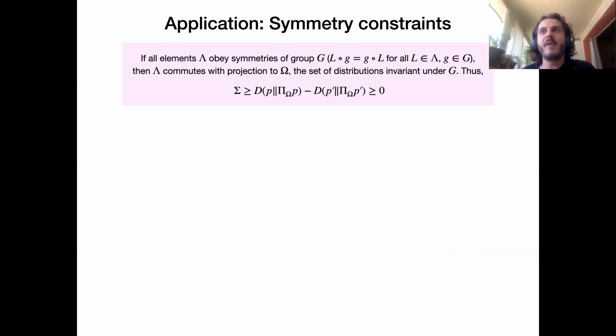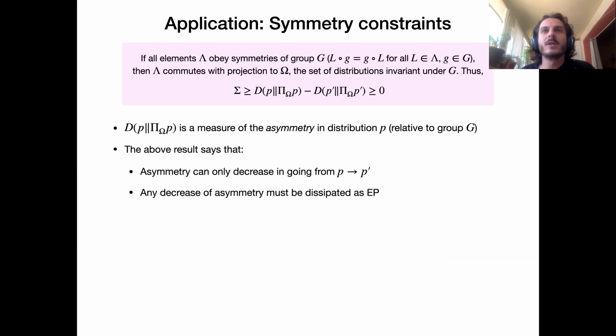Okay, so I'm just going to rephrase a few of the takeaways here beyond the example. First of all, the distance between P and its projection, we can think of as a measure of asymmetry in the distribution P relative to the group G. It vanishes if P is invariant under that group. And the above result says two things. First of all, asymmetry measured in this way can only decrease under a symmetric driving protocol.